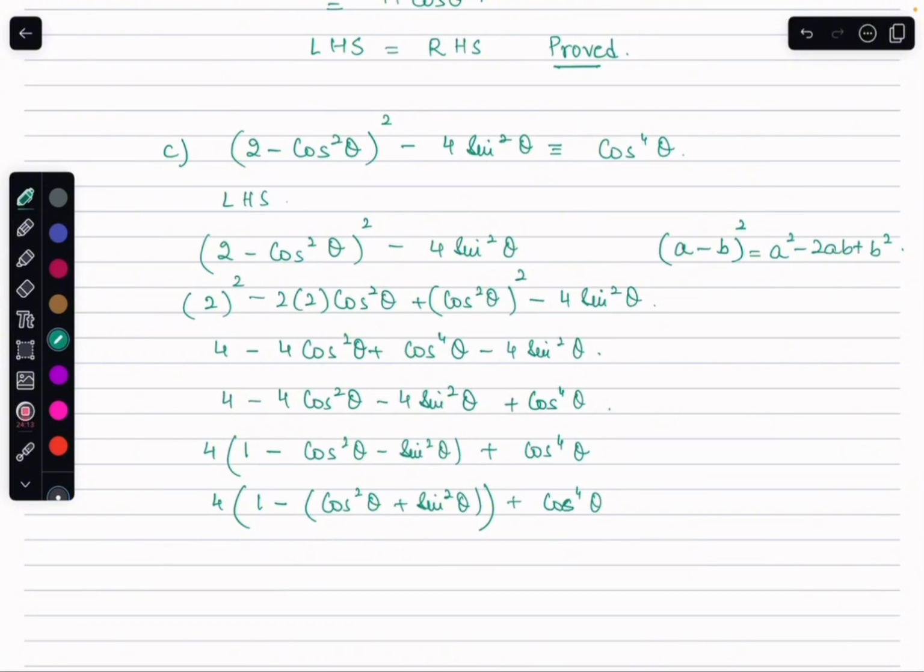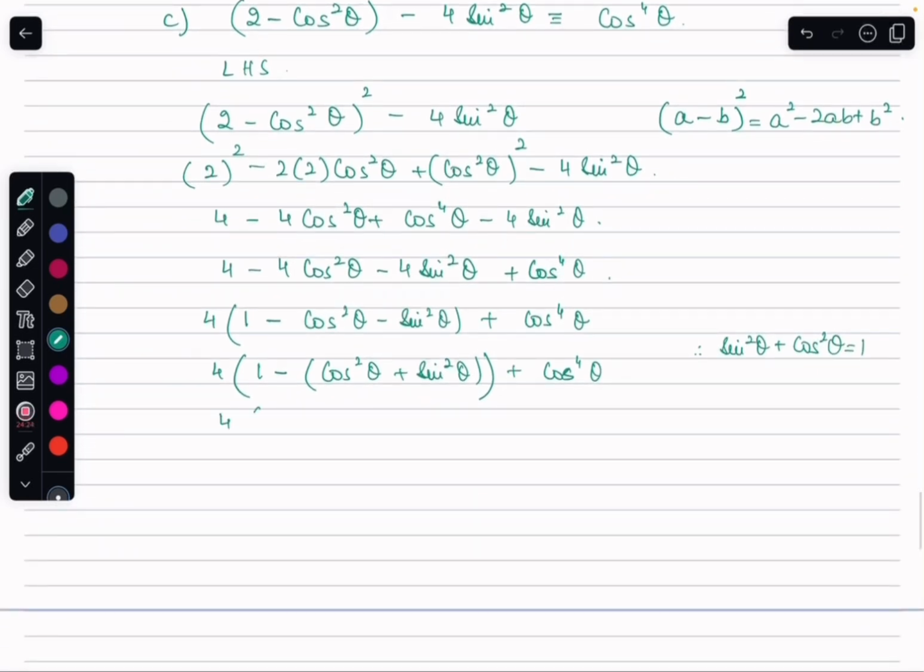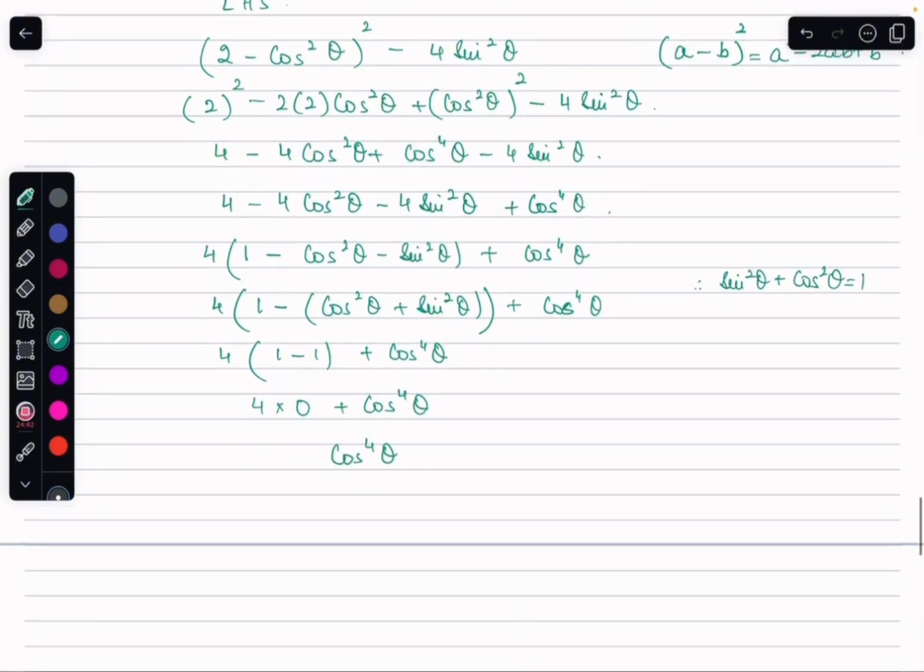So again, we know that sine square theta plus cos square theta equals 1. So I can substitute that here. 1 minus 1 and a plus cos 4 theta. 1 minus 1 is 0, so it's 4 times 0, which gives you 0, and I'll be left with cos to the power 4 theta. So it's just cos to the power 4 theta, and here again I can see that it's the left hand side which equals the right hand side, and it is proved.